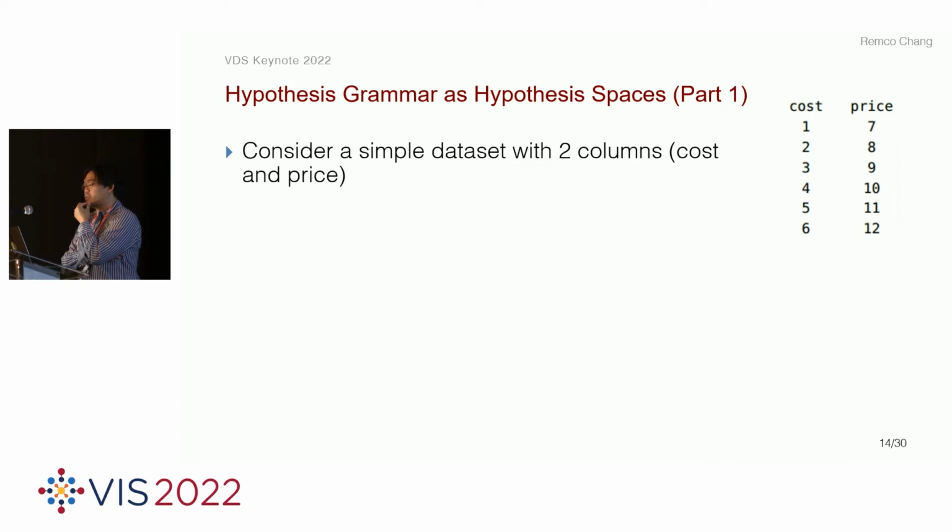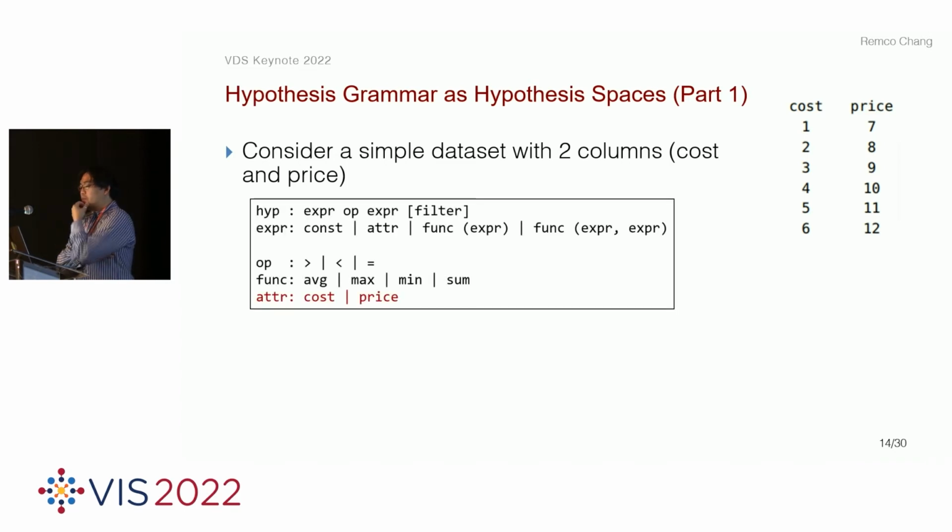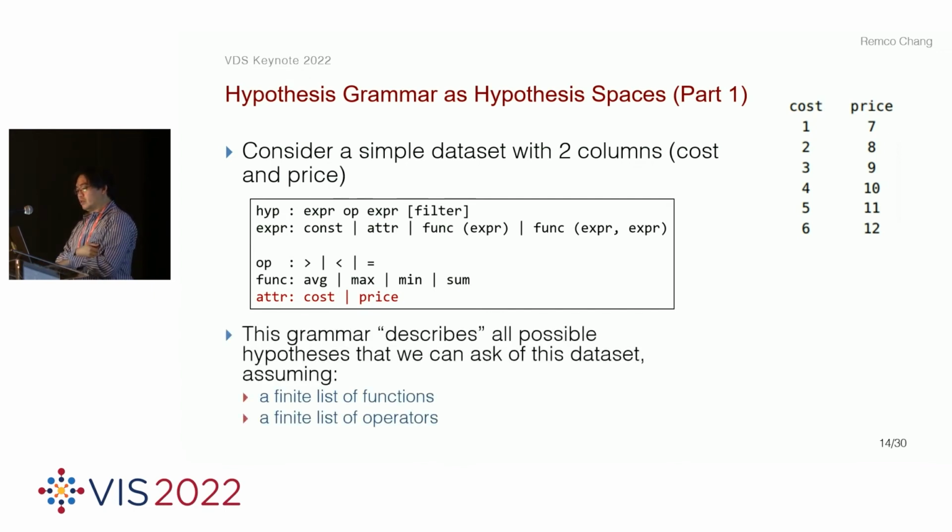So consider this simple data set on the right. I have two columns, just cost and price. Now I can write out this little simple grammar to essentially describe all the possible hypotheses that we can ask of this data set, right? So the only thing I added from what I talked about before is the last row where I specify the attributes being cost and price.